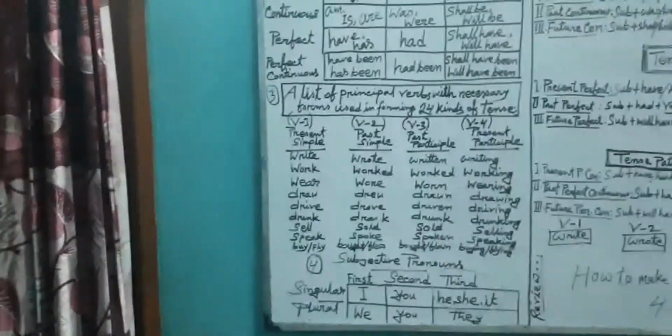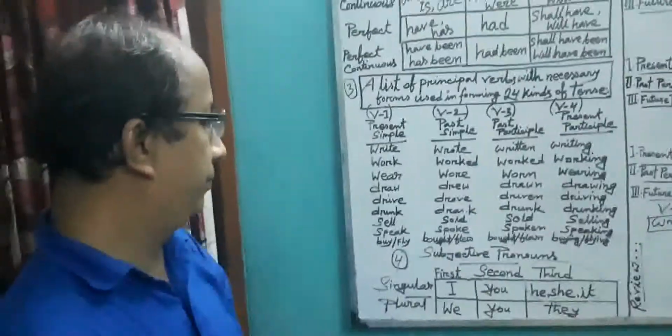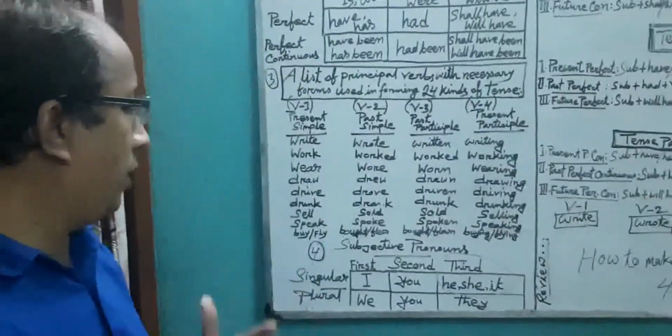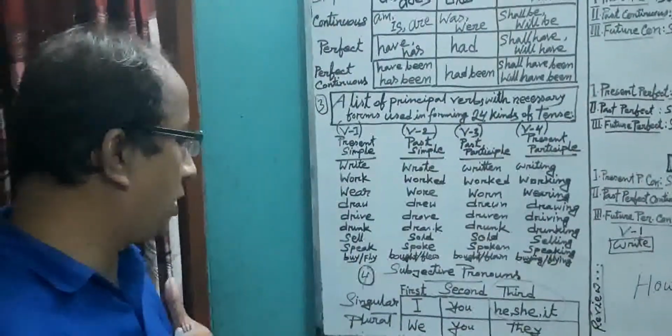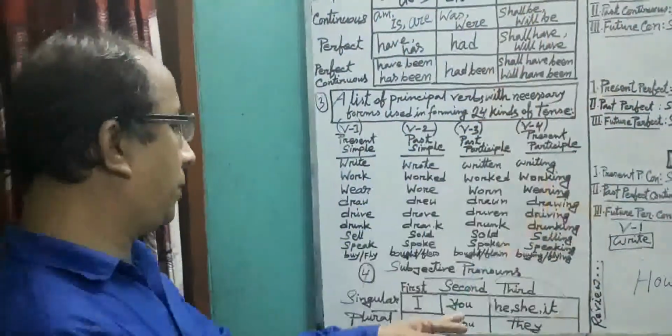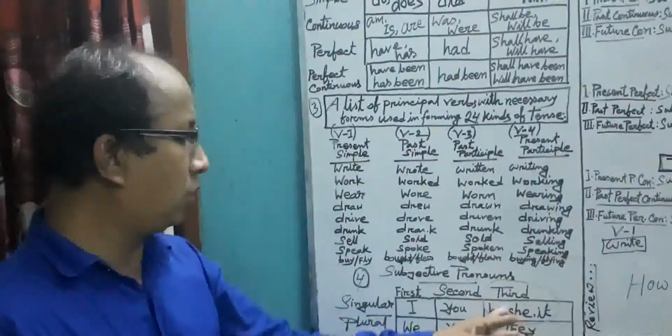Okay, how can you identify? Suppose I am asking you about your father or mother, or about anything. How many persons are we talking about? We are talking about only 2 persons. So I is the first person, and as I am talking with you, you is the second person. And what about the person we are talking about? We are talking about your mother or father.